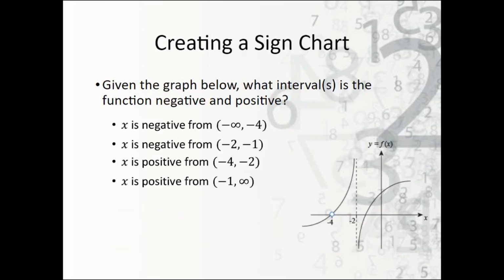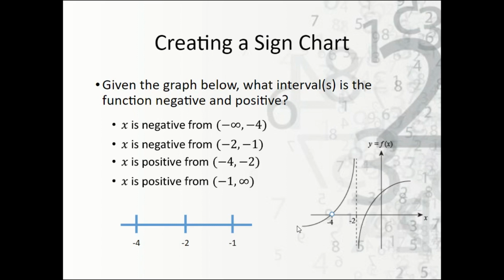So how do I create a sign chart from the information that I have on this? Well, I know that it's going to change 3 times. So it has an x-intercept here and then an asymptote here that's going to change things and then another x-intercept. So I'm going to go ahead and put these values in. So at -4, -2, and -1, that's where things change.